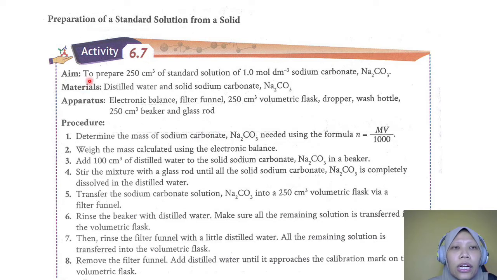So, aim of activity, this is activity 6.7, ada dalam buku teks tingkatan 4. Aim dia to prepare 250 cm3 of standard solution of 1.0 mol DM-3 sodium carbonate. Jadi formula sodium carbonate is Na2CO3. Ini dalam keadaan solid lah, sodium carbonate ni. But we are going to prepare 250 cm3.